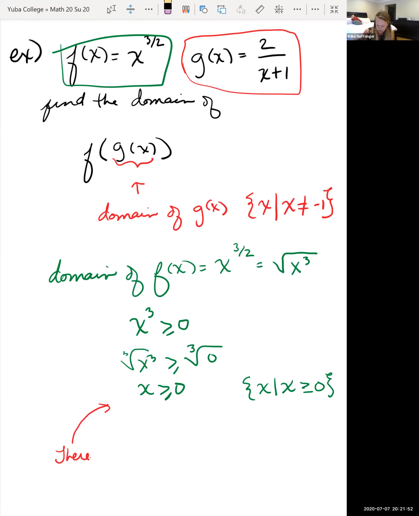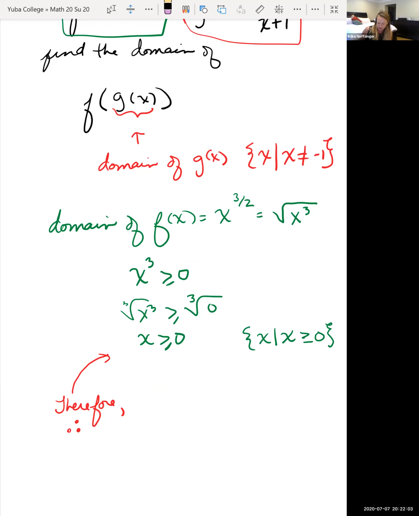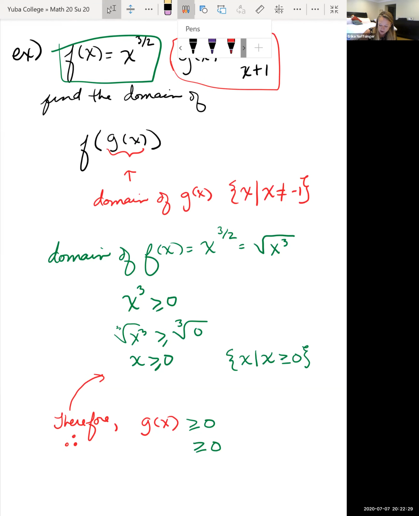So therefore, if you see this kind of three dots that form a triangle, that's shorthand for therefore. You might see that later on in your class. So therefore, we have to say that g of x has to be greater than or equal to 0. Okay, so we have to solve for that. Well, g of x, that was 2 over x plus 1. So we need to look at when is 2 over x plus 1 greater than or equal to 0.